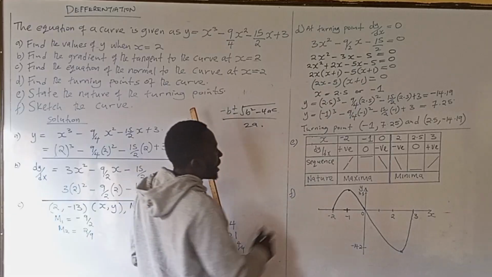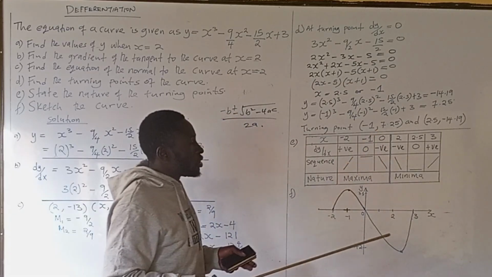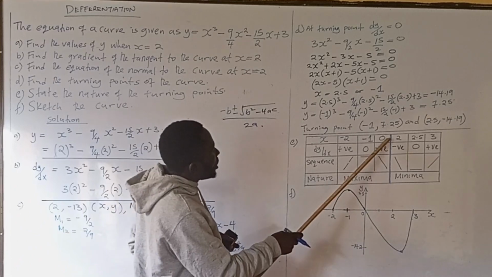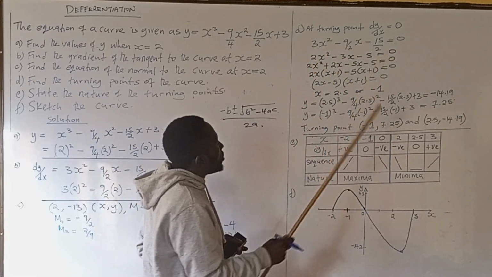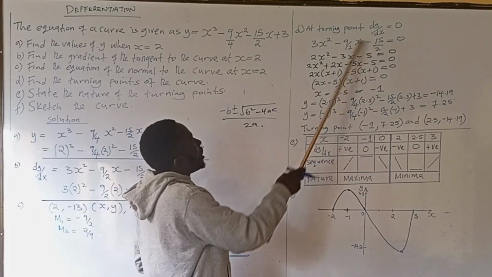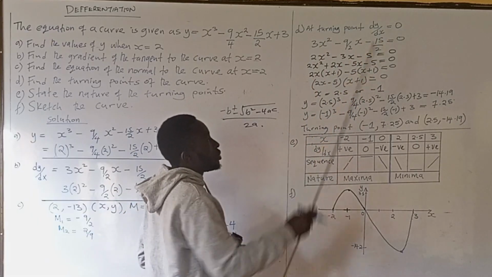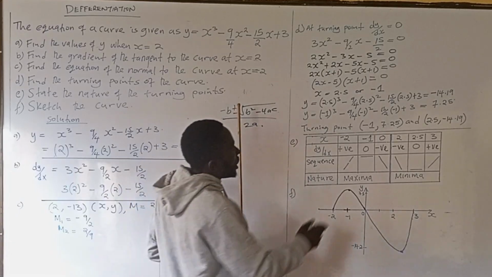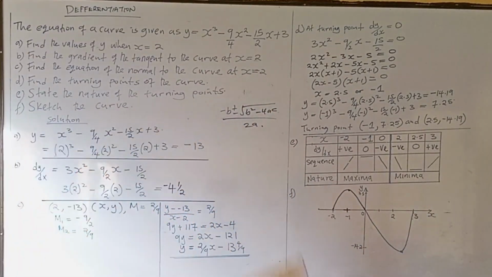So you just tell us that it is positive. Then when it is negative 1, you already know that it is 0. When it is 0, you replace x with 0, and you get negative 15 over 2, which is 7.5. So you just tell us that it is negative.